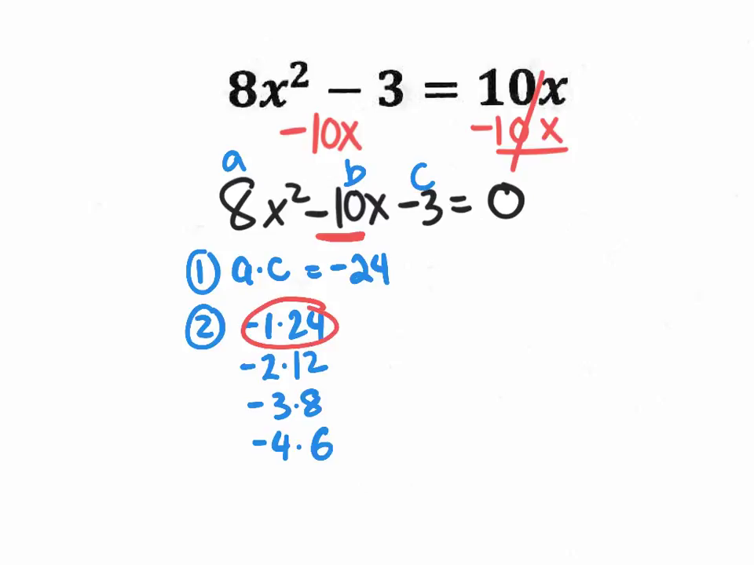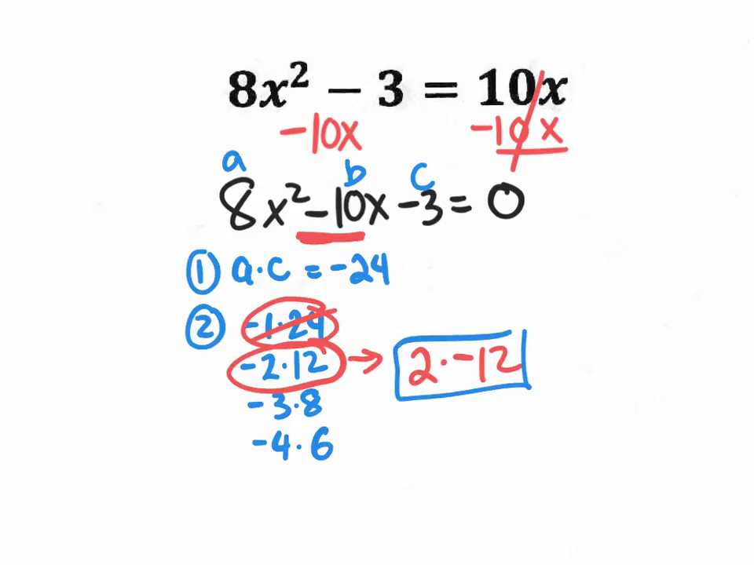So if I add these, I get 23. That's not it. If I add these, I get 10. So I have the right number, I just have the wrong signs. Remember, I want a negative 10, not a positive 10. So let's just switch this to a positive 2 times a negative 12. And this is the correct pair of numbers I want in step 2.